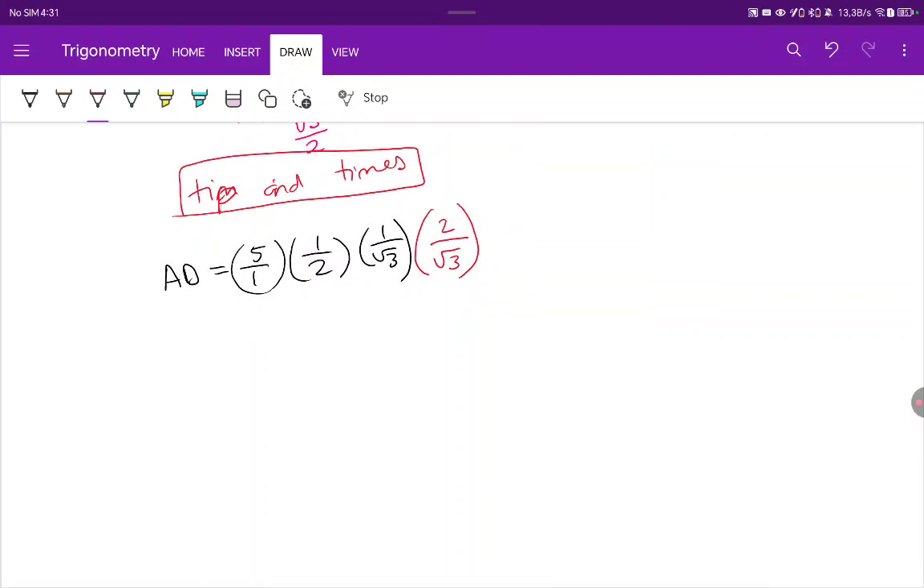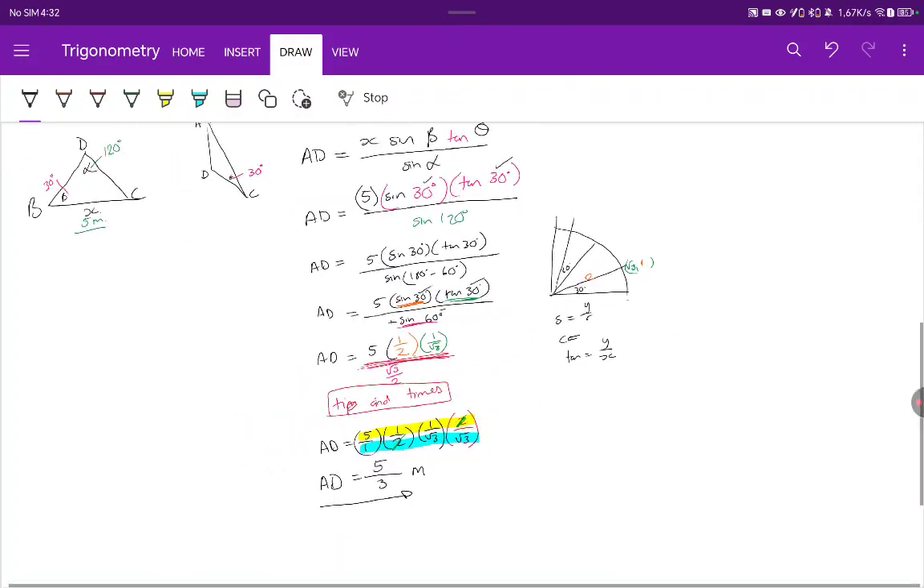Now let's work this out. What are we going to do? Numerators and denominators. Is there anything in common that we can cancel? Yeah, we can cancel 2 with 2 if you wanted to. And then that's it. So if I take my numerators, 5 times 1 times 1 times 1, that gives me 5. My numerator is 5 divided by denominator 1 times 1 times square root 3 times square root 3. Square root 3 times square root 3 gives me just 3. My final answer is 5 over 3 meters because it's 5 meters in the question. There you go.